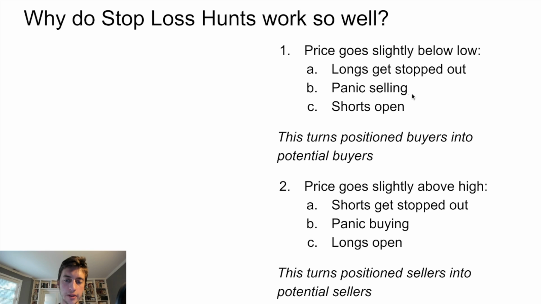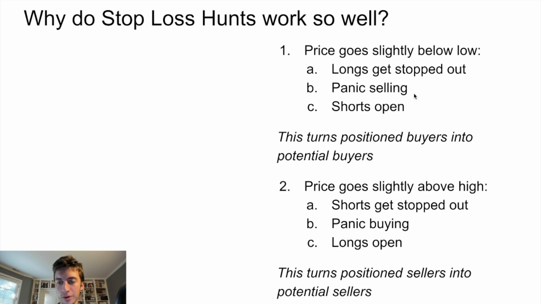We get panic selling as a trader who doesn't have their stop loss down there sees that energetic selling past a low and they sell as well. And finally, we get shorts trying to profit off of the fear that's causing price to move lower. So what's going to happen here when the stop loss hunt does work successfully, meaning price goes below a low, then springs right back upward and price begins an uptrend?